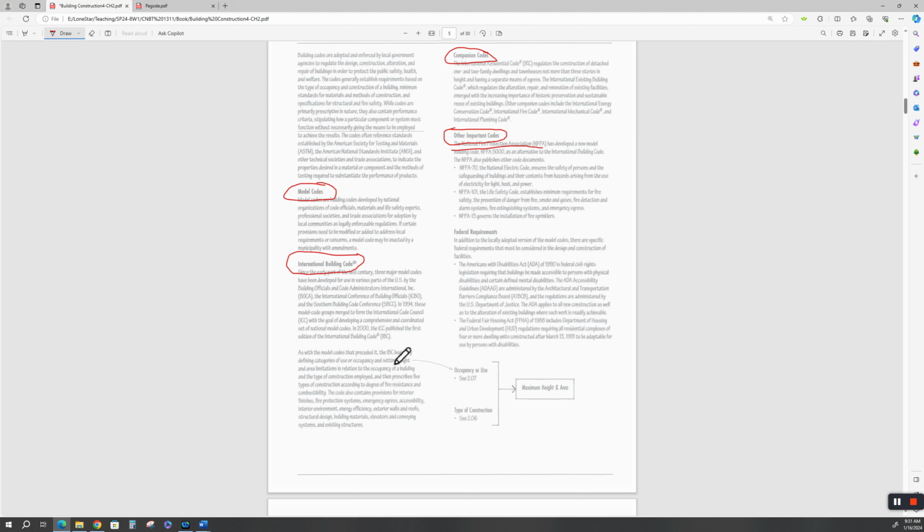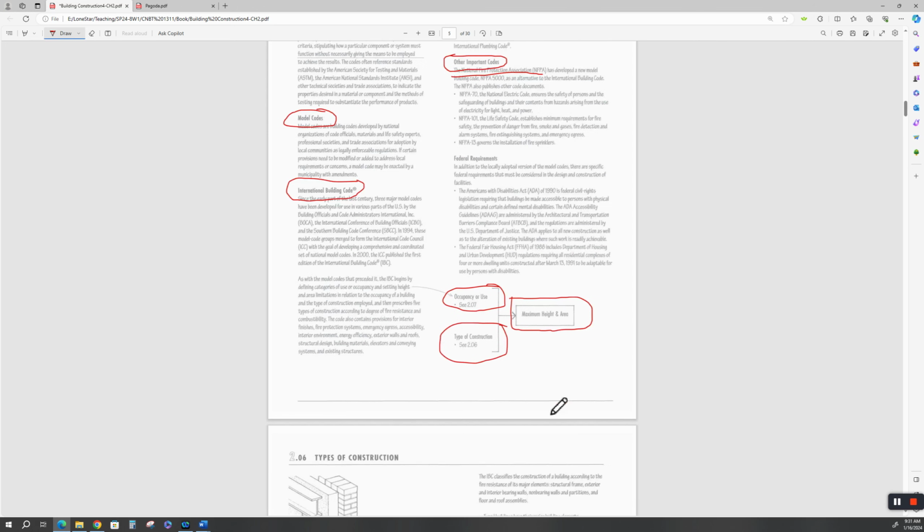International Building Code is the IBC. It deals with the occupancy use, the type of construction, and maximum height and area. Okay. How many fire exits do you need? How many stairwells do you need? What about your elevators, et cetera, et cetera? There's a lot that goes into this.